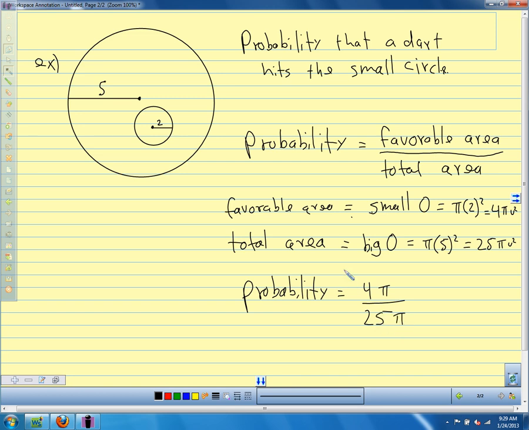25 pi. And what happens to the pi's here? Anything divided by itself is 1, so these just cancel. We don't even have to worry about them. And our probability is 4 over 25. If I turn that into a decimal, it's about 0.16 or 16%. So if we throw a dart at random into this target, there's about a 16% chance that we would hit the small circle. And we figure that out by finding the favorable area, dividing by the total area.